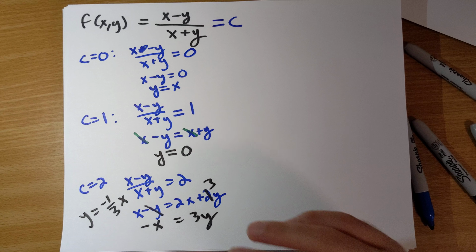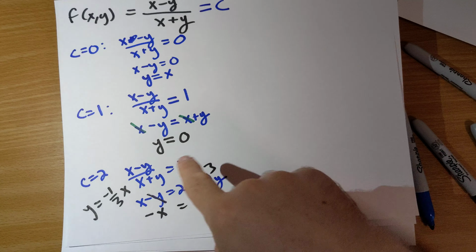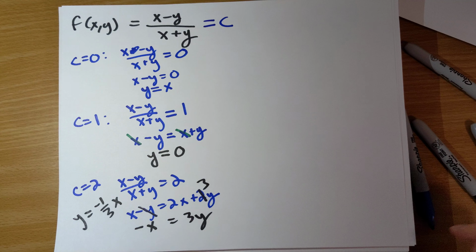Also, I should point out here, all of these lines look like they're going to go through the origin, but this is not defined, for example, when x plus y is equal to 0. For example, that's at the origin 0, 0.